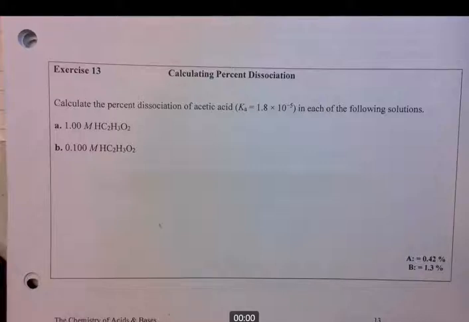Okay, we're on to exercise 13, and the question reads, calculate the percent dissociation of acetic acid, and they give you the Ka value for that. That's the acid dissociation constant, 1.8 times 10 to the minus 5 for each of the following solutions. So what we're looking at here is a percent dissociation. Just remember what a percent of something would be.